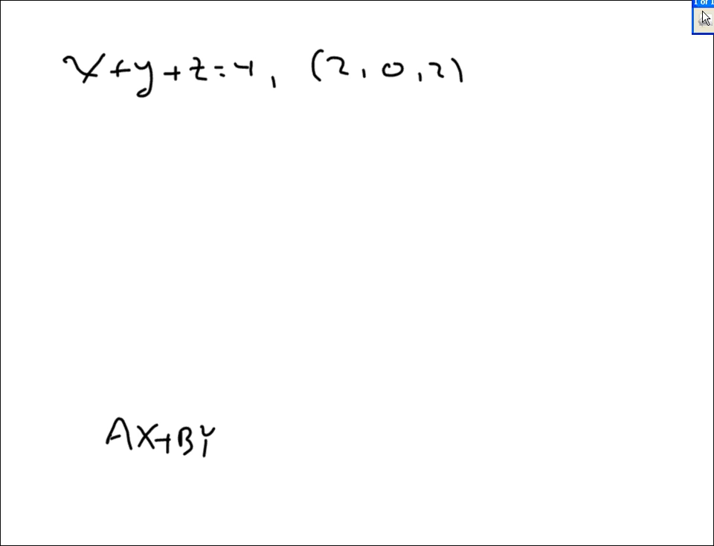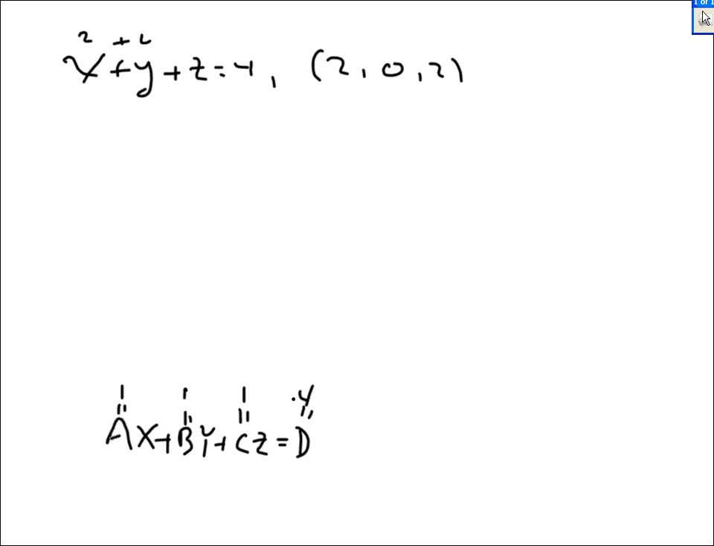You're given this equation, x plus y plus z equals 4, and you are given a point on this plane. Remember, a number times x plus a number times y plus a number times z equals a constant. That's the equation of a plane. In our case, a is 1, b is 1, c is 1, and d is 4. And you can verify that it works.